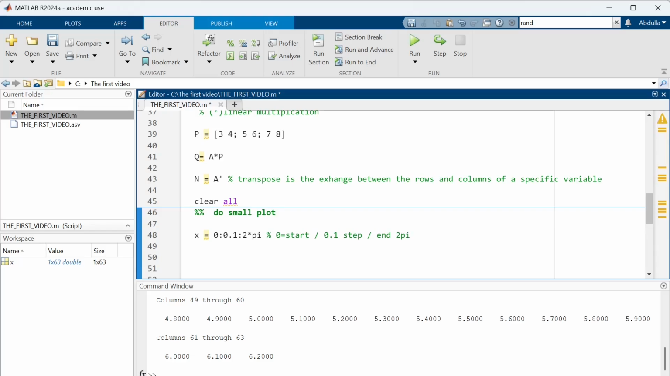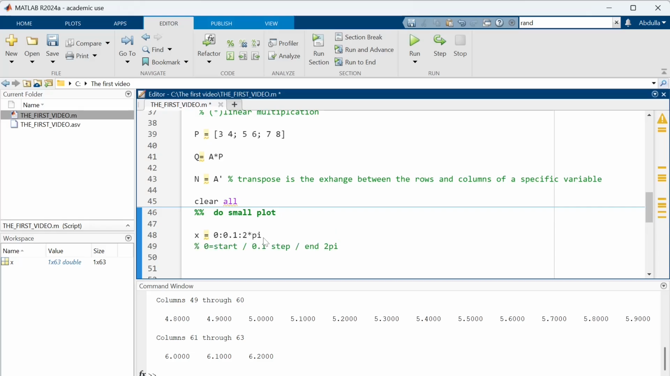There's a comment: this is the range of the x-axis. So I'm telling Matlab I want to start my x-axis with 0. I want to increase the x-axis by 0.1 until it reaches 2 pi. Okay, let's write the y-axis.